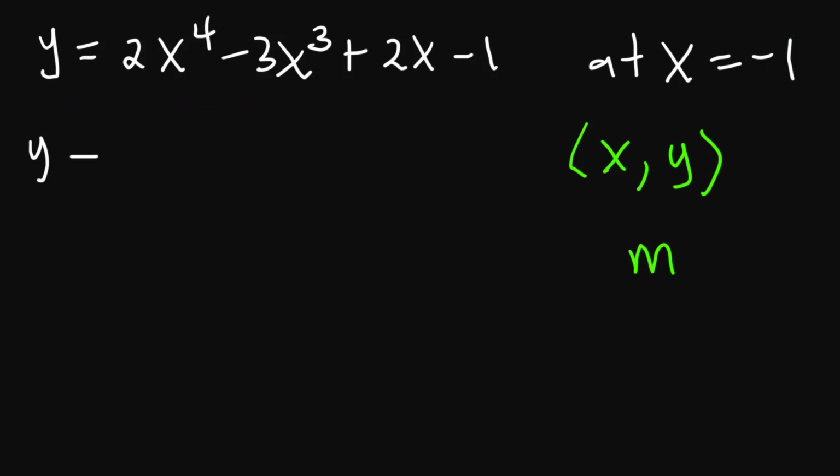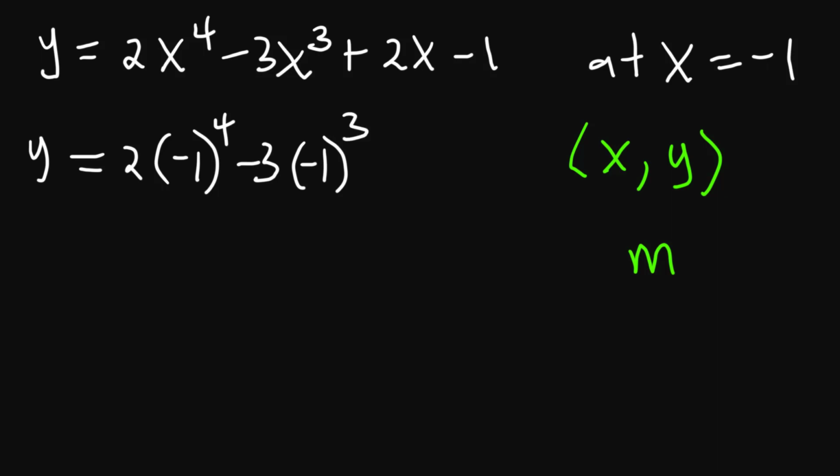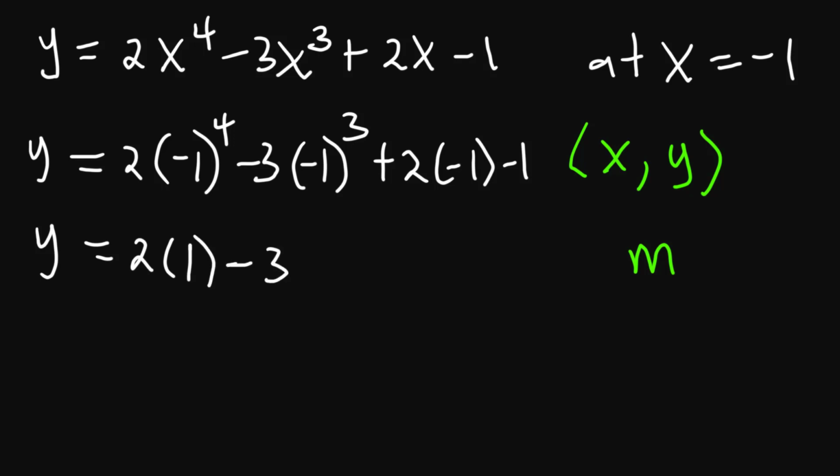Therefore, y will be equal to 2 times (negative 1)^4 minus 3 times (negative 1)^3 plus 2 times negative 1 minus 1. Therefore, y will be equal to 2 times (negative 1)^4, which will be positive 1, and then minus 3 times (negative 1)^3, which will be negative 1, and then plus 2 times negative 1, which is negative 2, minus 1.